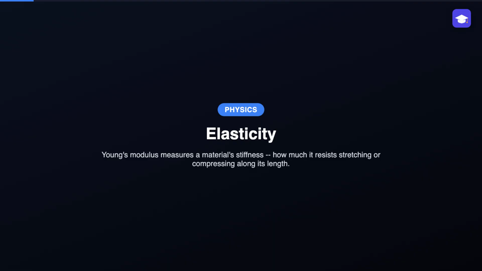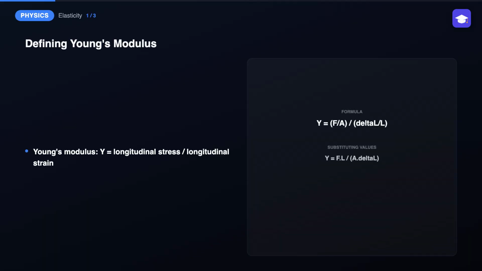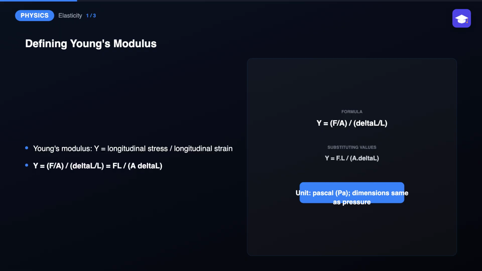Today's topic is Young's modulus, the specific elastic constant that describes how a material stretches under tension or compresses under push. Let's begin. Young's modulus, denoted Y, is defined as the ratio of longitudinal stress to longitudinal strain, within the elastic limit of a material. Longitudinal stress is the restoring force per unit cross-sectional area, F over A, and longitudinal strain is the fractional change in length, delta L over L.